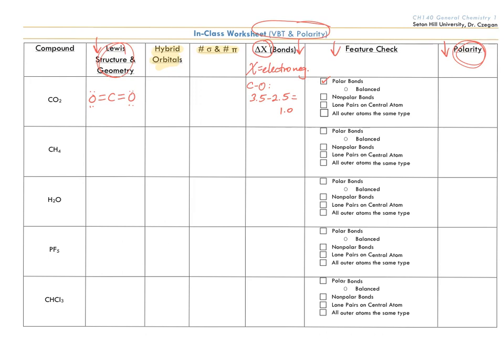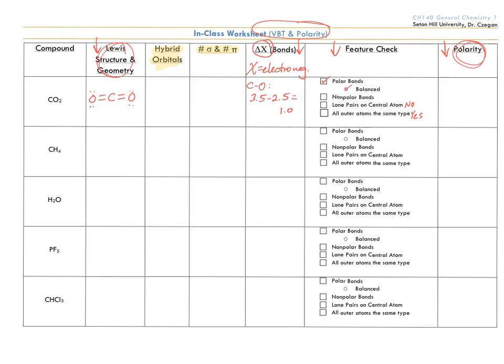Are there any lone pairs on the central atom? No. Are all outer atoms the same type? Yes. So there's multiple ways to get to the answer of whether or not this molecule is polar or nonpolar. And we already know it's nonpolar because I discussed it a couple minutes ago. But there's two ways we could have answered that. We could have said there were polar bonds, but they're balanced.